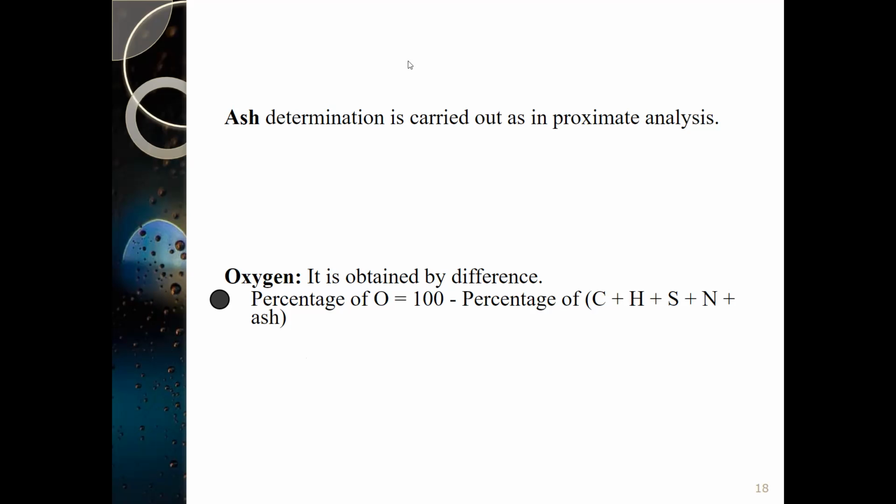Here, how are we going to find the ash in the ultimate analysis? Same as in the proximate analysis. How did we find the ash in the proximate analysis? We kept the coal sample in a silica crucible in the oven, that is the muffle furnace, and maintained the temperature at 700 plus or minus 20 degrees centigrade for 30 minutes. After that, we repeat this process, heating and cooling, heating and cooling, until it reaches a constant weight. By that, we can find the percentage of ash.